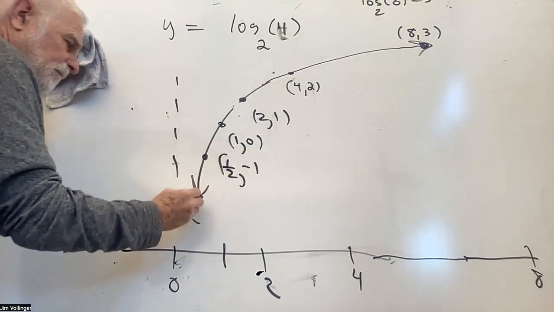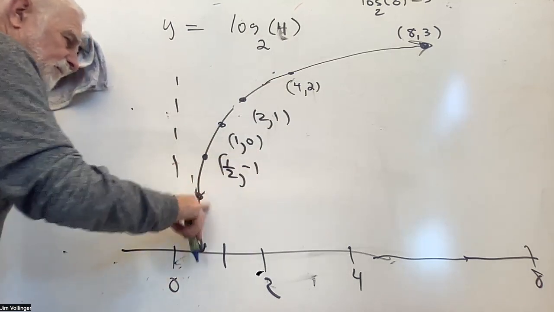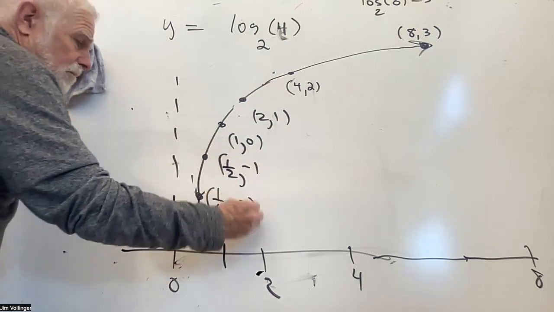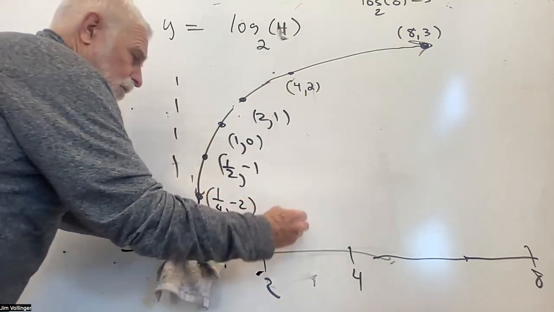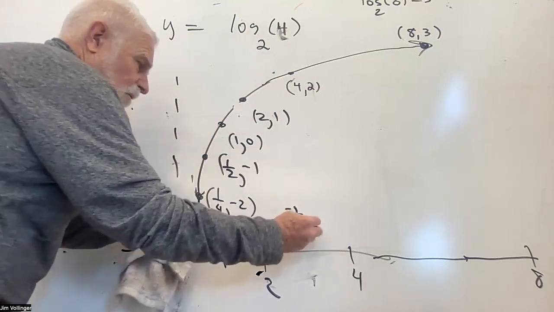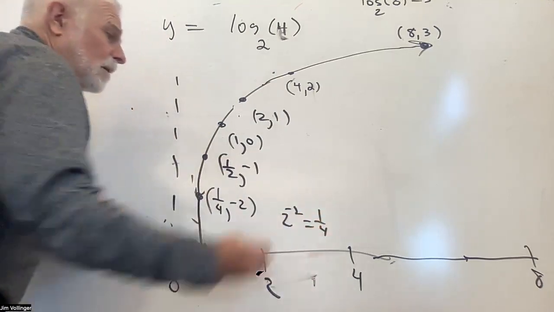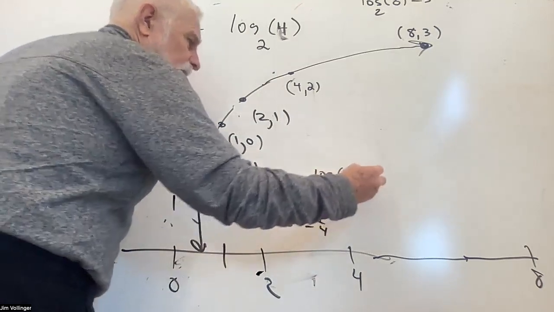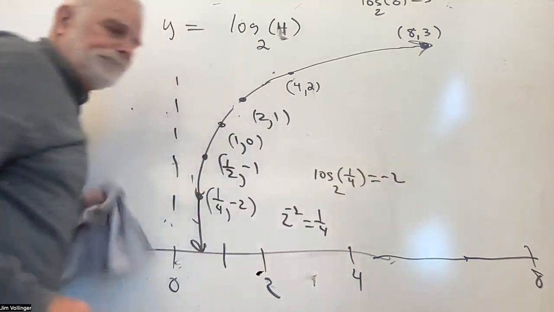Maybe you're starting to get a little feel for this. Right? It's asymptotic behavior. 1/4, -2. In other words, 2 to the -2 gets me the quantity 1/4. The log base 2 of 1/4 gets me an exponent of -2.